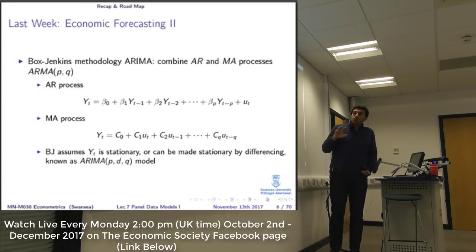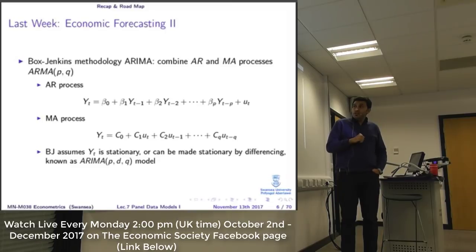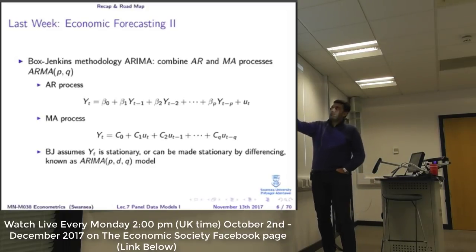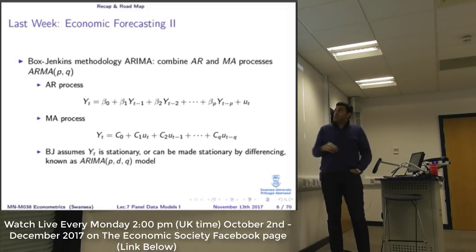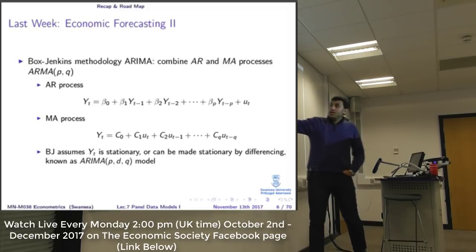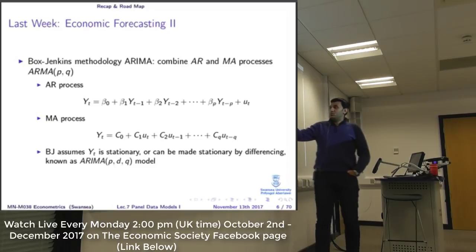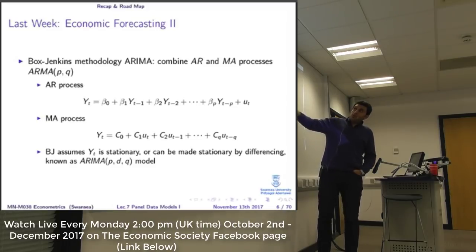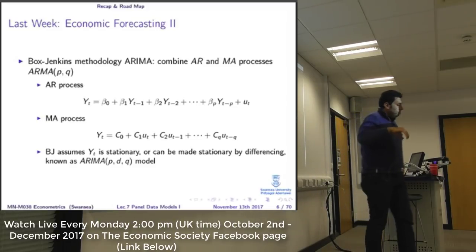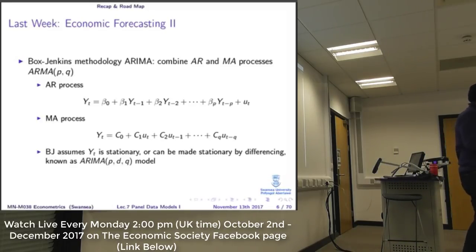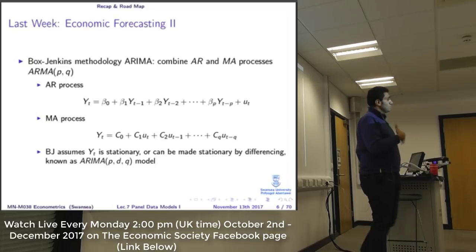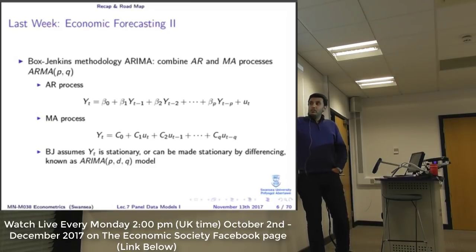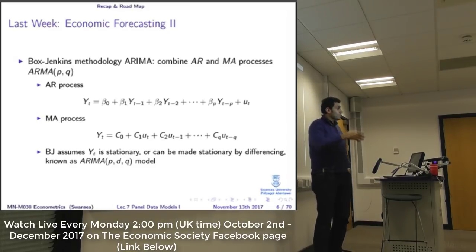So the second methodology we discussed last week was the Box-Jenkins methodology, or ARIMA methodology, which has 2 components. It combines the AR process and the MA process, autoregressive and moving average process. In the AR process, Y_t depends on Y_t-1, Y_t-2, up to Y_t-p. The main idea with ARIMA modeling is that you use the data to explain the series' own behavior. You use information from the past about Y_t to explain how Y_t is going to behave in the future.